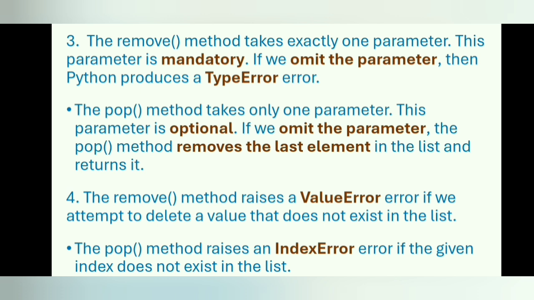returns it. The remove method raises a value error if we attempt to delete a value that does not exist in the list. The pop method raises an IndexError if the given index does not exist in the list.